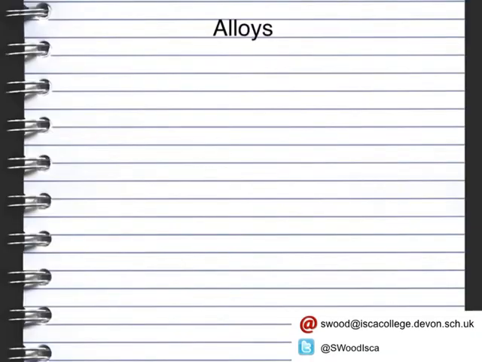So what is an alloy? An alloy is a mixture of a metal with another element. It's quite often another metal. We've got some alloys such as bronze and steel that you may already be aware of.